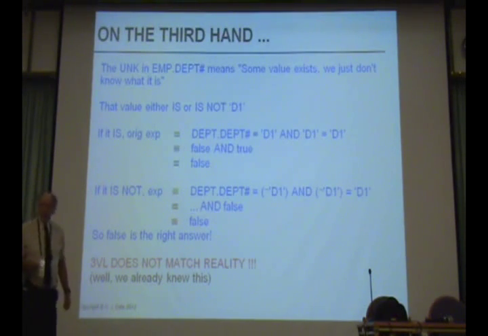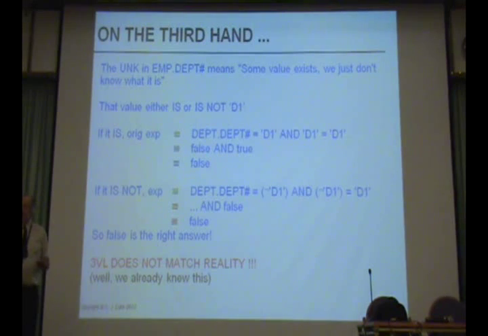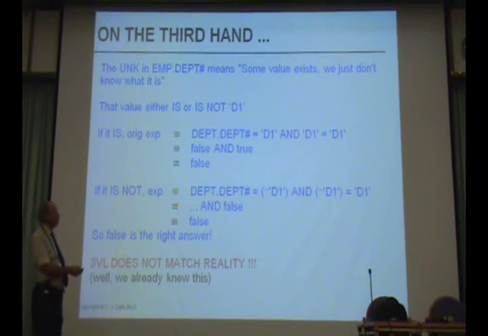On the third hand, I apologize for the title, remember the UNK case stands for value unknown. In the example, it means there is a value. Every employee is in a department. We just don't know what the value is. In the real world, that value either is department one or is not department one. If it is department one, my original blue expression becomes dept.deptNumber equals d1 and d1 equals d1. Well, this is department 2, so it's false and true, which is false.